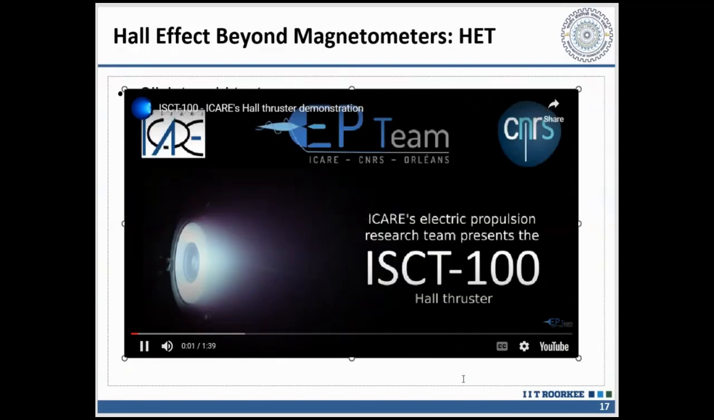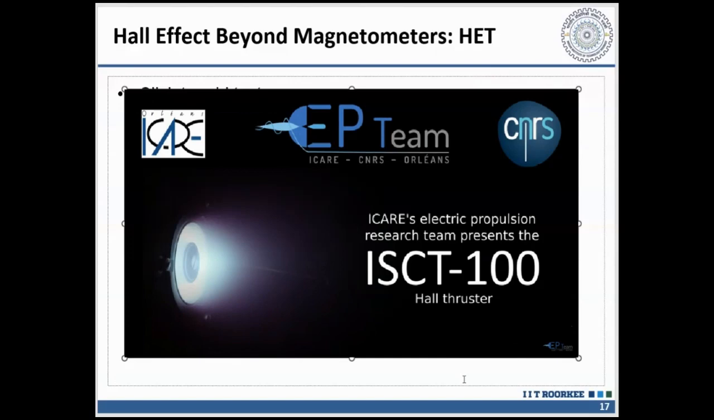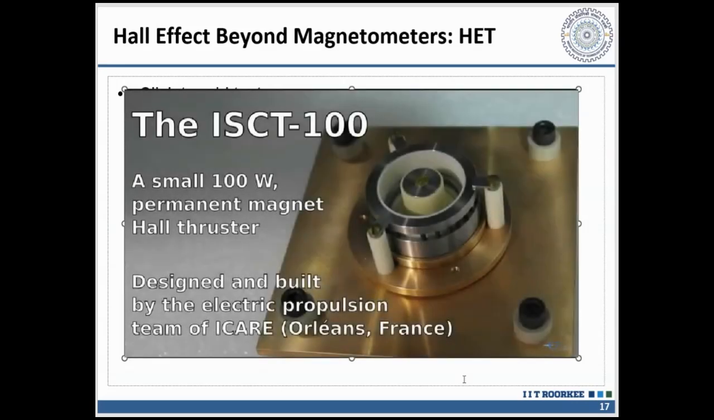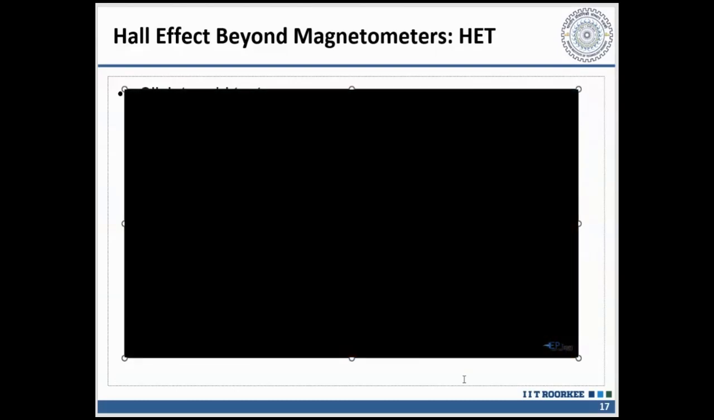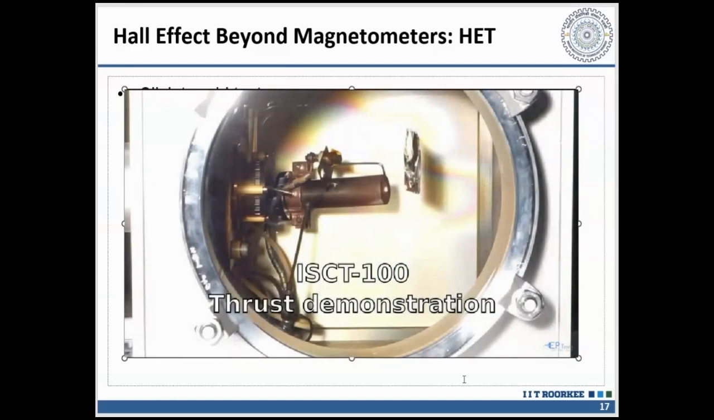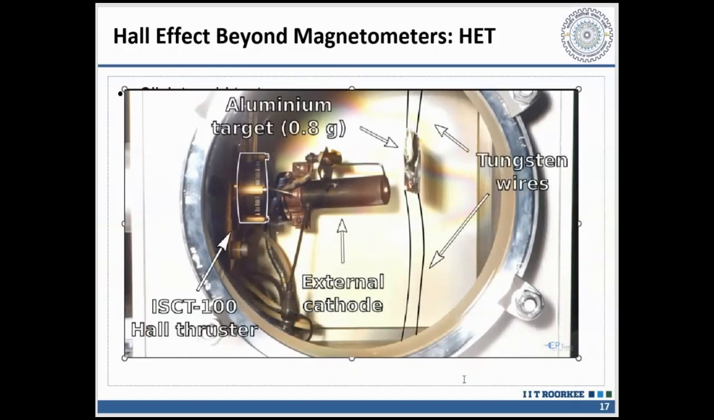I'll play the video and show a demonstration. I'll give a description of the video because there is no audio attached to it. So basically, given over here is a Hall thruster demonstration. They're going to show how much thrust the Hall effect thruster produces in comparison. Basically, they'll label and show what each and every part is right now. So you can see the Hall thruster attached over there next to the aluminium target.